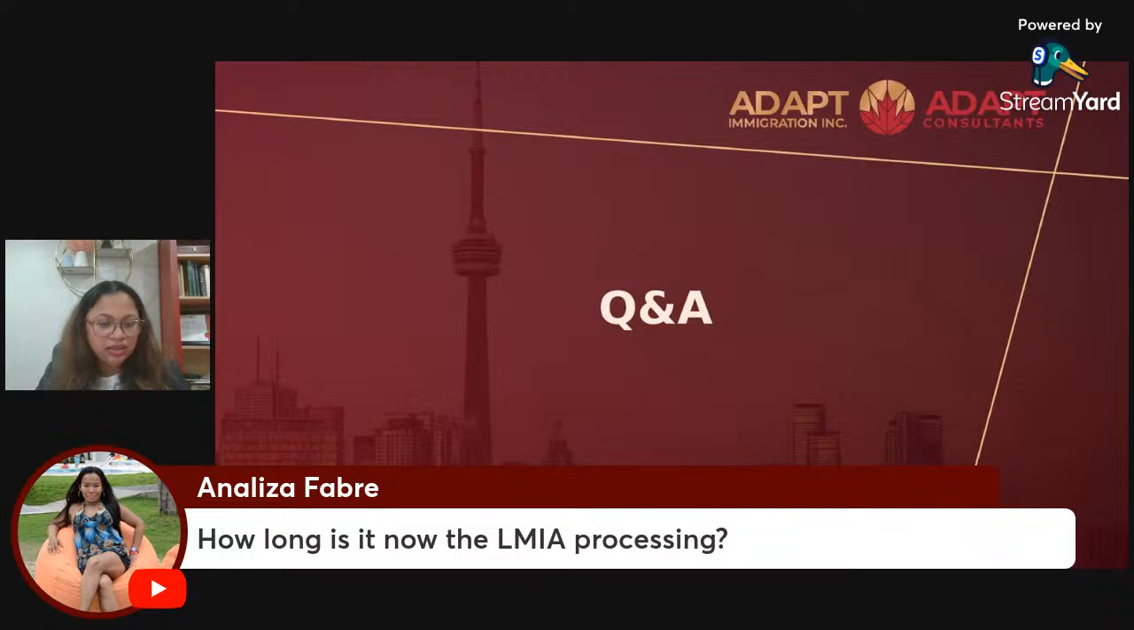How long is the LMIA process now? This is a good question, because for different streams it used to be different. For high wage and low wage it used to be different, and it used to be a month or two, but now I think it's going up to 4 to 5 months. But at the same time, we've heard that in Manitoba they're getting LMIAs within 3 weeks. So it really depends on what stream you have applied for, and also if your employer is a recognized employer, because they would get faster processing.